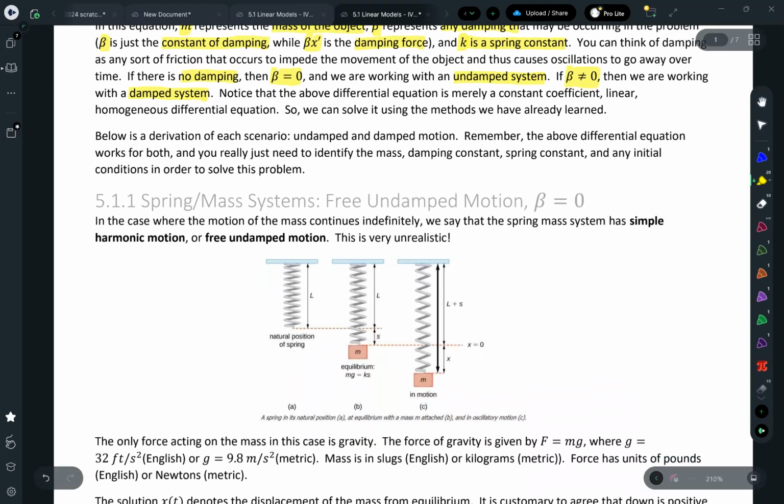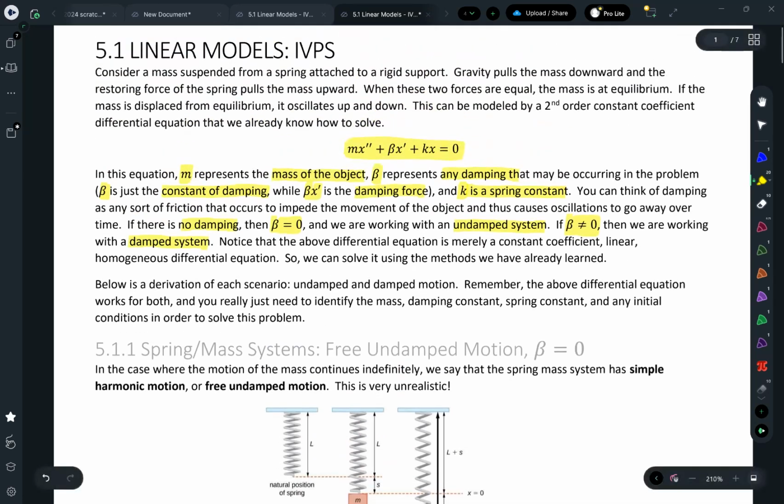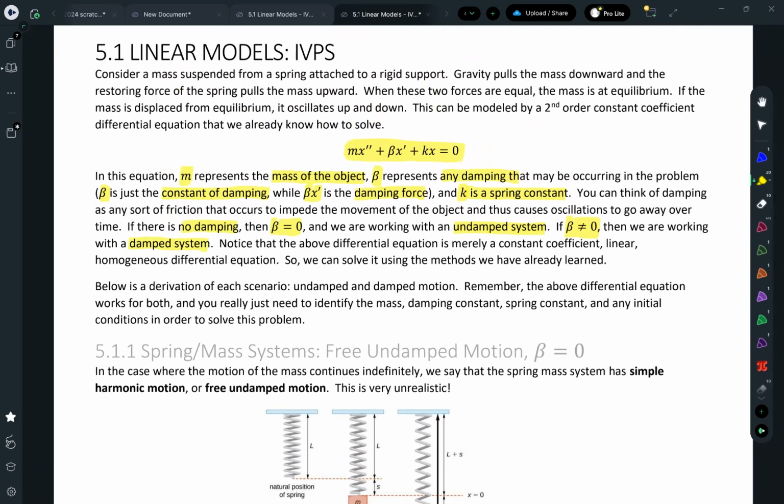So below is a derivation of each scenario. We're going to talk about the undamped case first and then the damped case. And just remember that the above differential equation that I gave up here works for both cases. Undamped, beta is going to be 0; damped, beta is not equal to 0. Okay? As long as we have the mass, the damping constant, the spring constant, and any initial conditions, we can solve this problem. All right?